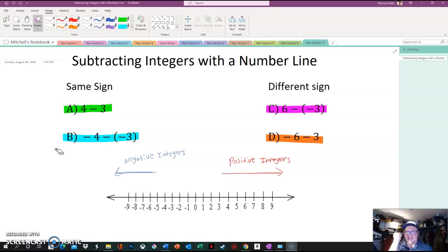Remember, when I go to my left, that is the negative direction, my negative integers. So if I go to the left, I go to more negative. But if I go to the right, that's my positive direction, so I'm going to higher positive values.